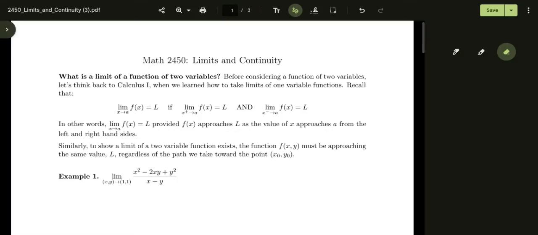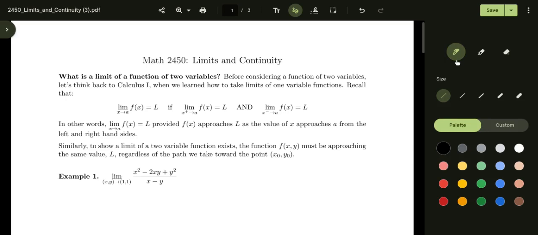Hi everyone! In this video we're going to talk about limits and continuity of functions of two variables. So if you think back to Calculus 1, we spent a lot of time in that course learning how to take limits of one variable functions, so functions of the form f of x. And here is the definition that we used.